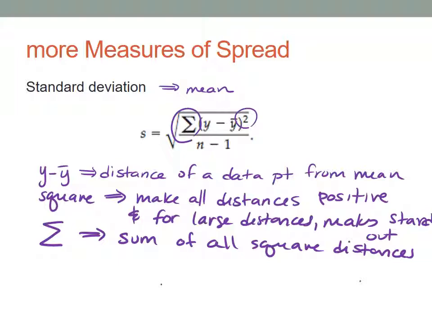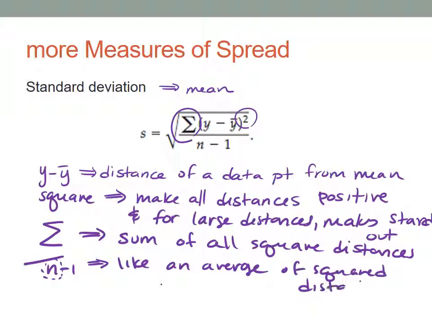So the sum of all the distances, and then essentially we divide by n minus 1. We're not going to talk much about why we have the -1 in this course, but if you imagine summing a bunch of things up and then dividing by n, that's kind of like taking an average. So it's like an average of the squared differences.